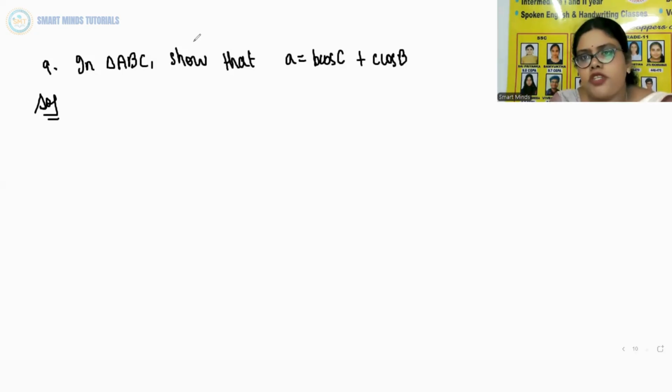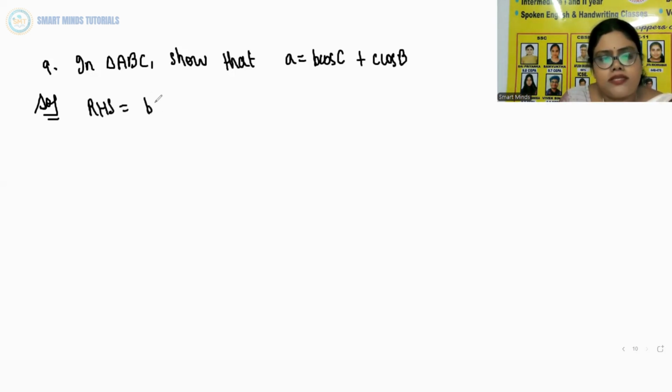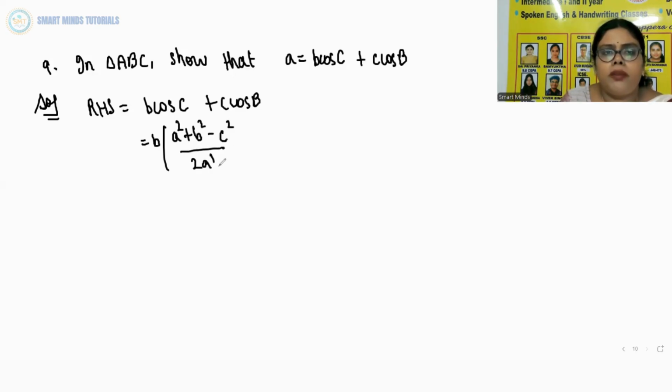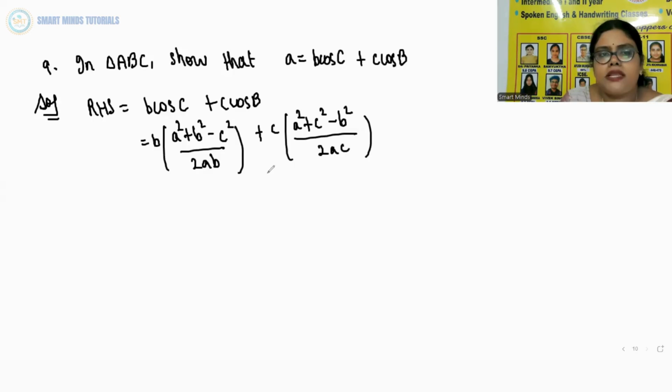Now take the next question. In triangle ABC, show that a is equal to b cos C plus c cos B. So let us take RHS first. So RHS is b cos C plus c cos B. That is b into, we apply cosine rule now. Cos C formula is a square plus b square minus c square by 2ab plus c into cos B formula is a square plus c square minus b square by 2ac.